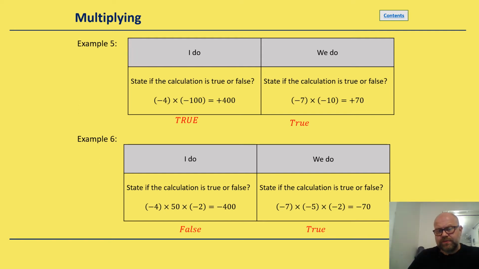Just notice something. If there's an even number of negatives, it becomes positive, and if there's an odd number of negatives, it becomes negative. So there's an even number of negatives, so it should be positive.